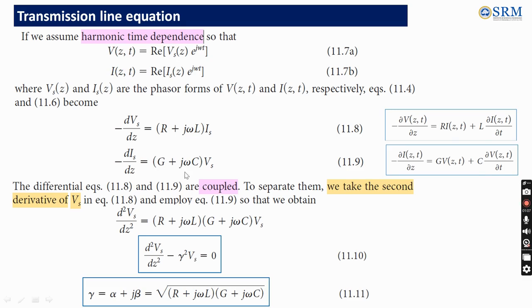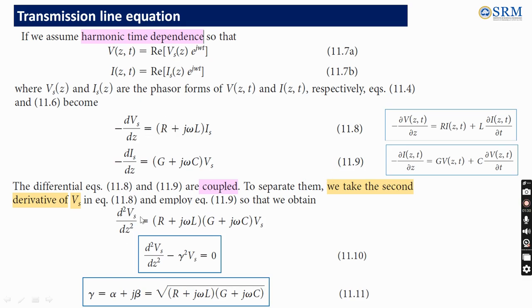So these differential equations are coupled equations. Voltage and current are coupled. To separate them, we need to take the second derivative of this particular equation. While taking the second derivative, we get the first order derivative for current, and for that we are going to apply the ninth equation to the eighth, right?